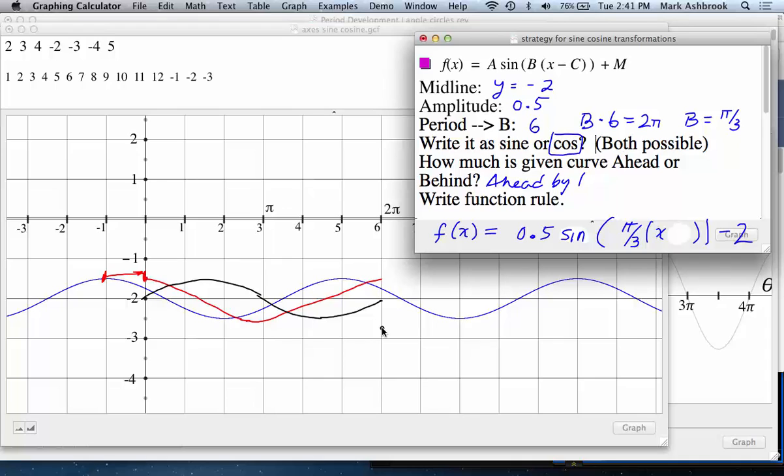So we're ahead by how much? 2.5. So add or subtract? Add.